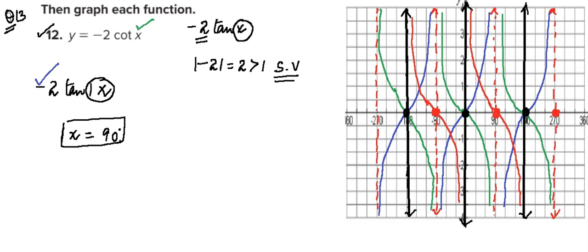So what is the reflection of red? Let me choose the other color. The reflection of red is this. So this is the answer, which I'm drawing with the orange color. The rest of the graphs you can delete: you can delete the green one, the red one, and the blue one. So what we are left with is the orange one, and the orange one is the graph of minus 2 cot x.